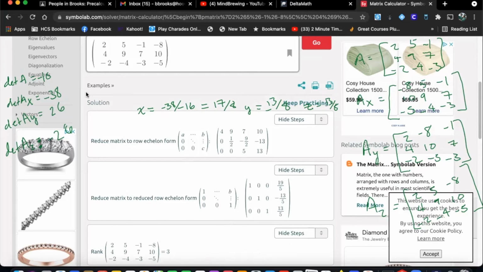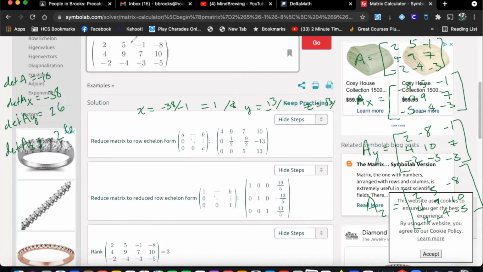Oh, that must be a 10. Oh, Lord. That must be a 10, and my determinant of A must be off. The determinant of A was -10, not -16. So let me fix that. Boom. That's why we like to check, right?